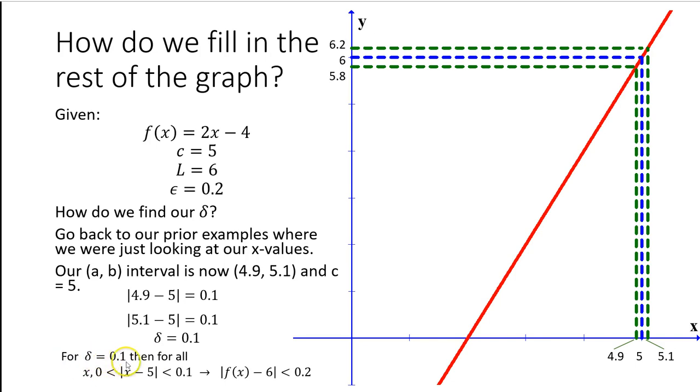For delta equals 0.1, then for all x, 0 is less than the distance between x and 5 is less than our delta, which is 0.1, implies that the absolute value of f of x minus L is less than epsilon, or in this case, absolute value of f of x minus 6, which is your L, is less than epsilon.